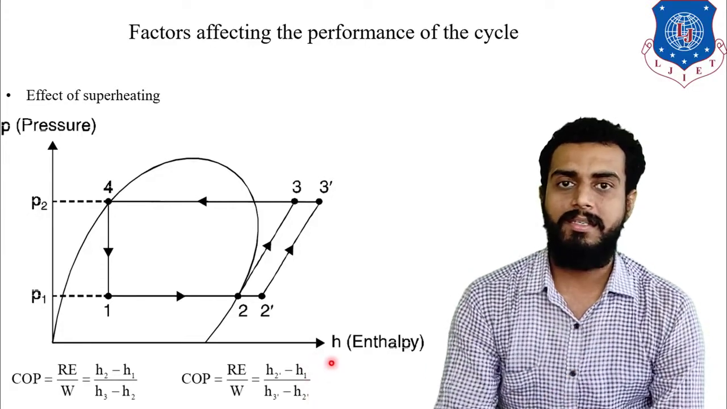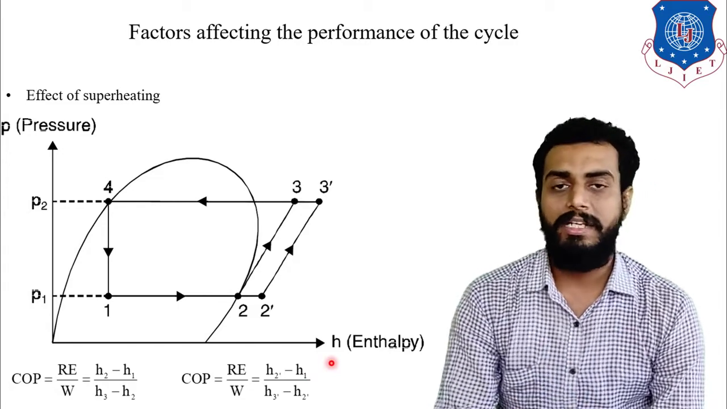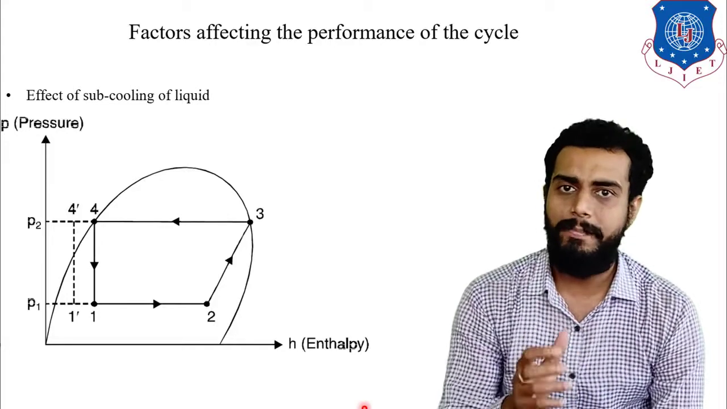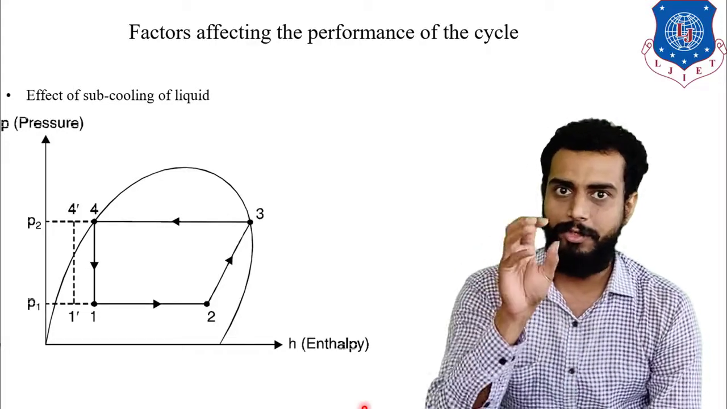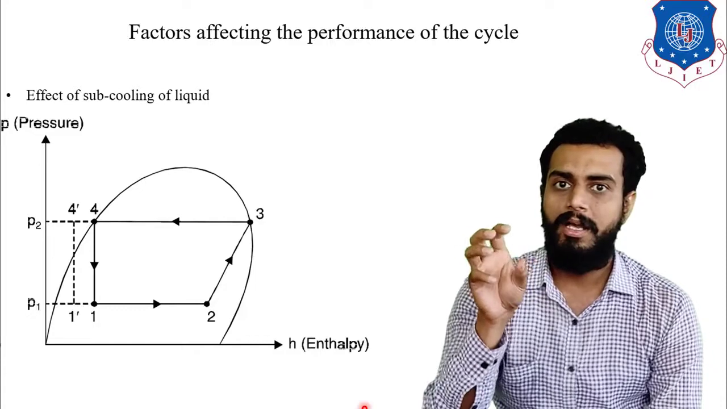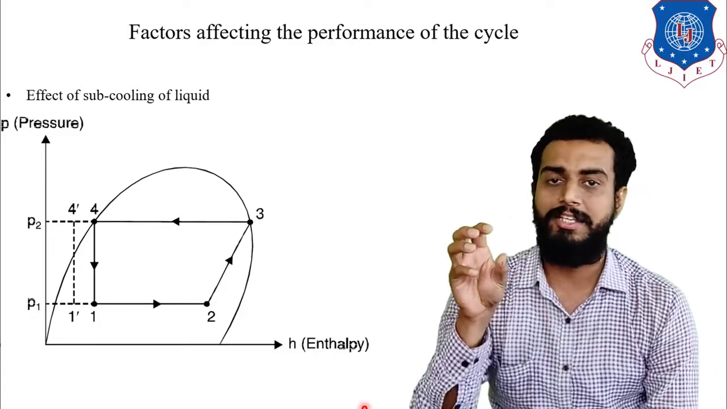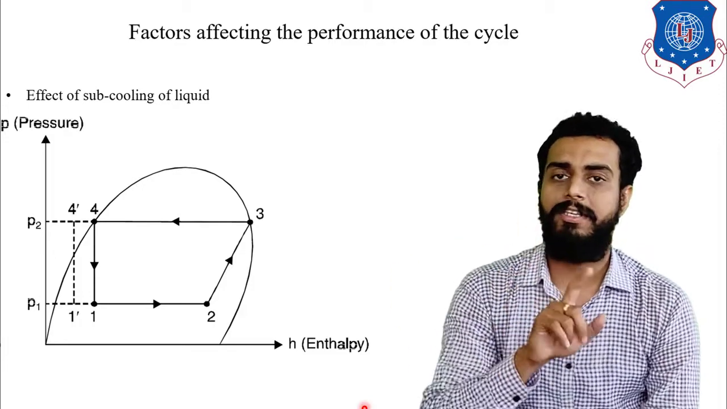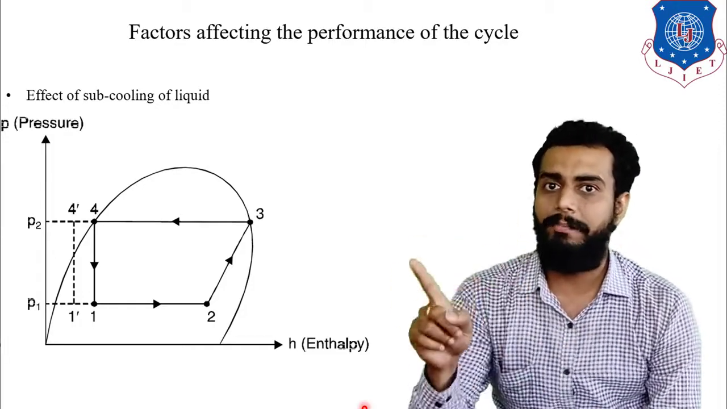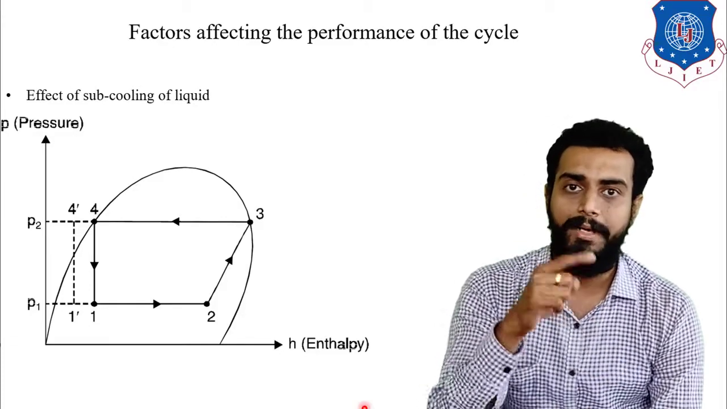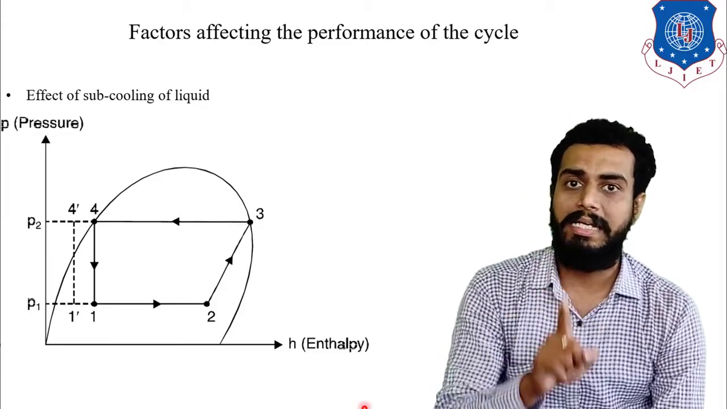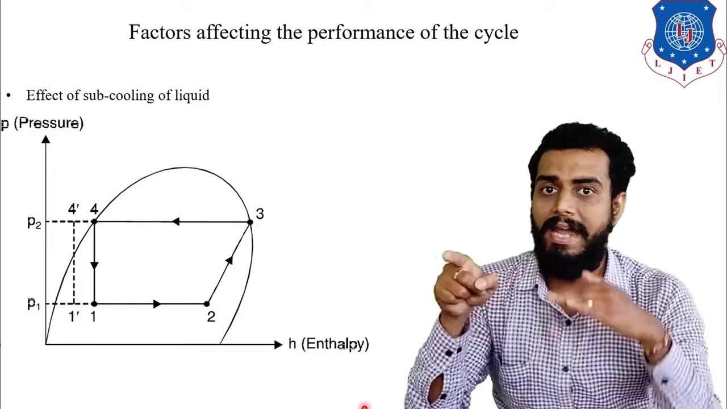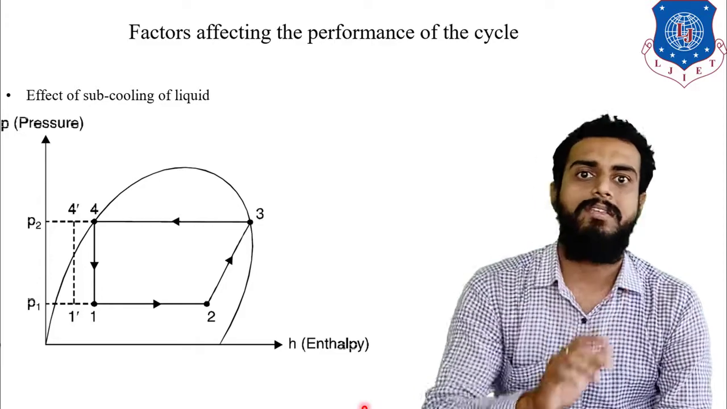Okay, now the next is the effect of subcooling of the liquid. Let us understand the basic idea of subcooling. Very simple, students. At the outlet of the condenser, you know that at a given pressure the refrigerant will be in saturated liquid form. Now you have to decrease the temperature of the refrigerant at that given pressure. That will be called subcooling. I am repeating again, you have to decrease the temperature of the refrigerant below the saturation temperature at a given pressure. That is known as subcooling.